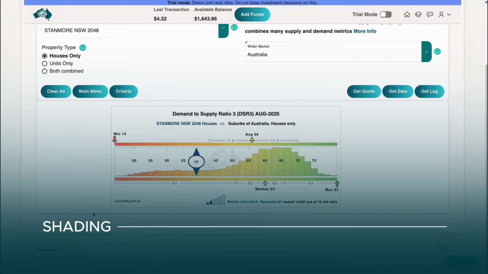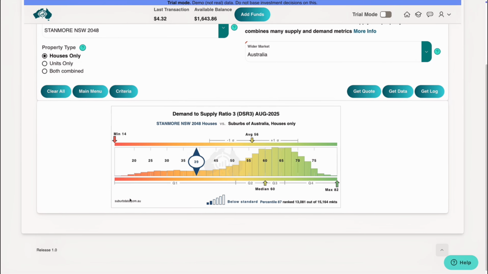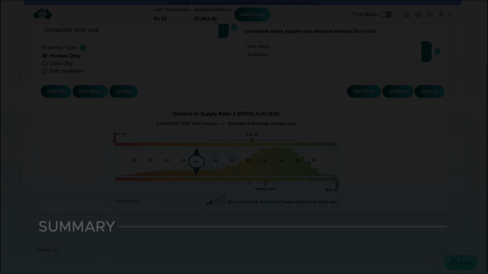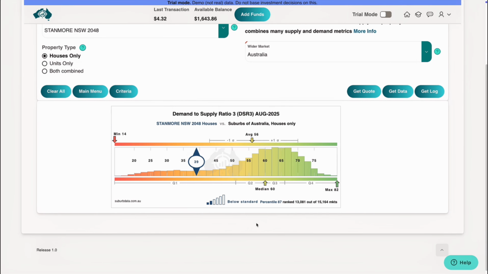The shading along the ruler suggests how good a range of values are for this metric. Red is bad, green is good. As investors, we are more interested in the green end. And according to this data, Stanmore houses are not very good investments right now. They have a DSR of only 39, which is well below average. In fact, you can see a summary at the bottom which says below standard. This means the DSR is below the benchmark for this metric, which is 50.